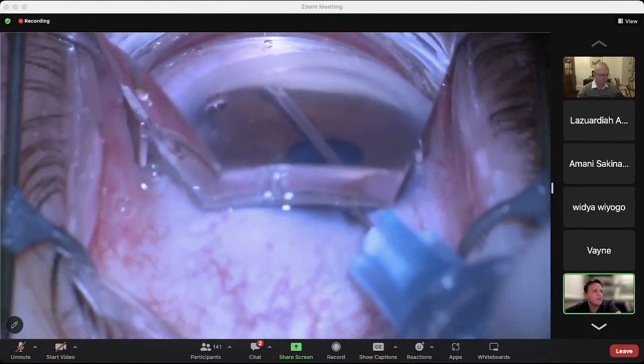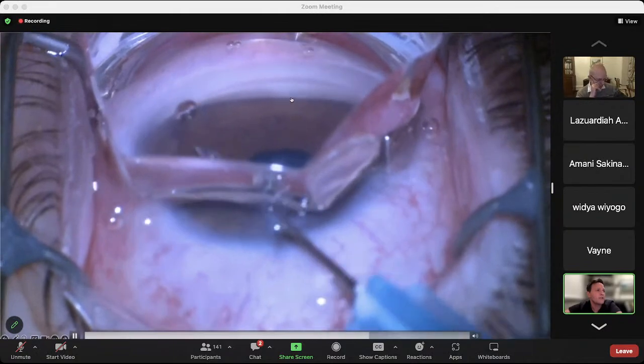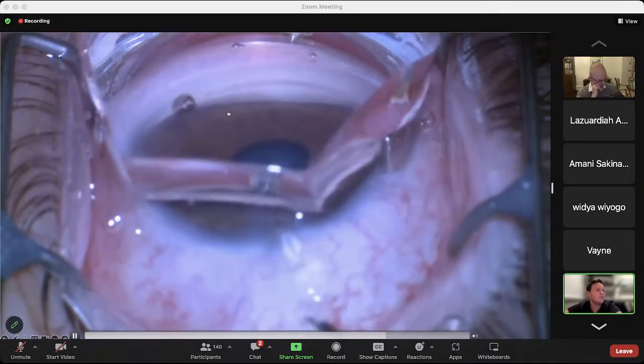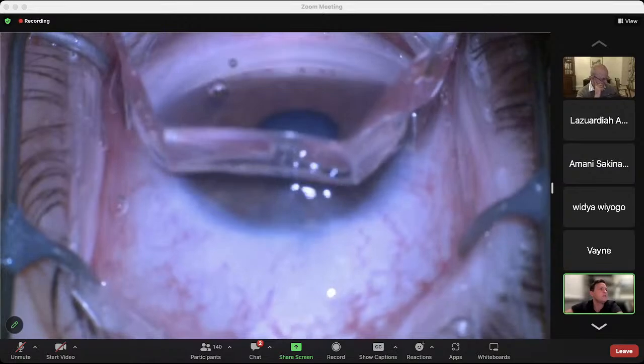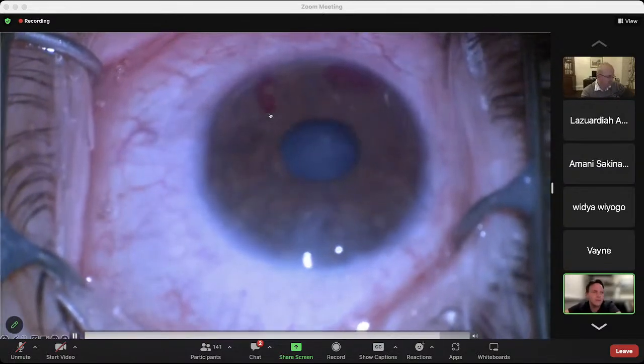And you can see the iris starting to fall back quite nicely as the cleft is formed. It doesn't take very long, it takes 2 minutes, and then you can see as the pressure reduces, you get quite nice blood reflux through from the collector channels, and that's the procedure.